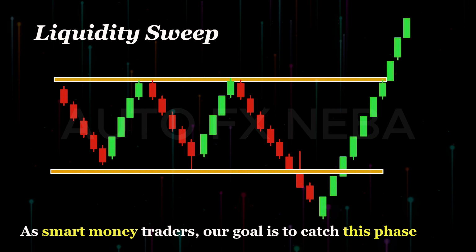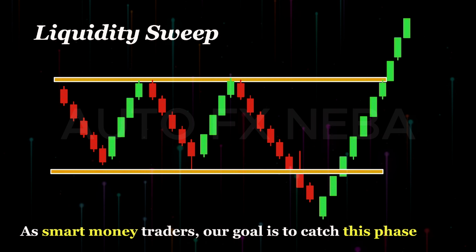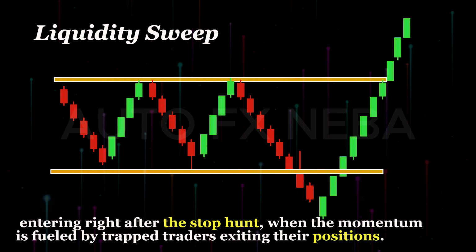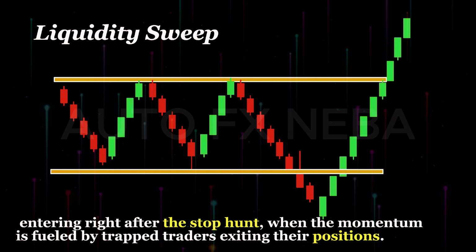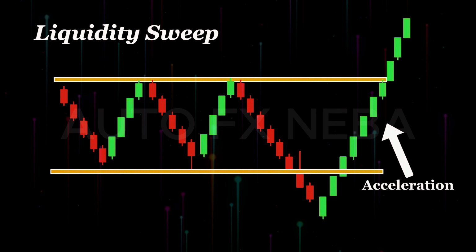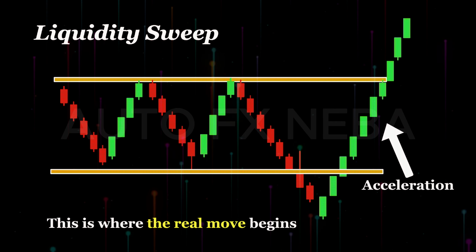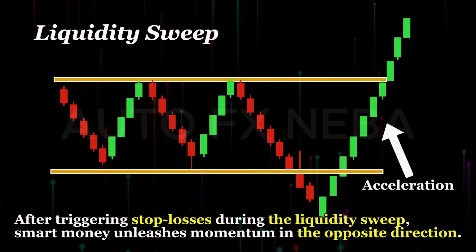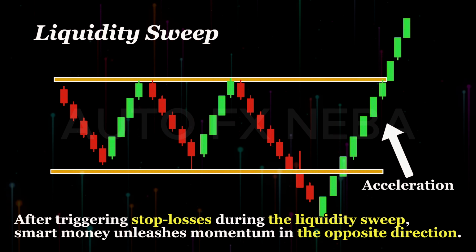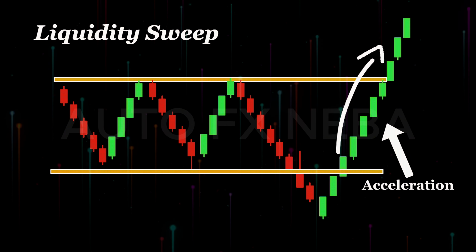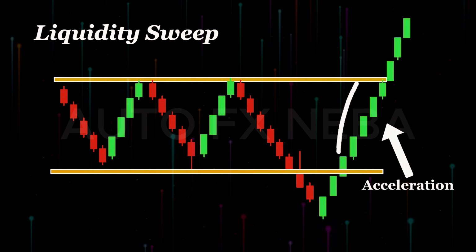As smart money traders, our goal is to catch this phase, entering right after the stop hunt, when the momentum is fueled by trapped traders exiting their positions. Acceleration. This is where the real move begins. After triggering stop losses during the liquidity sweep, smart money unleashes momentum in the opposite direction. Price moves rapidly, leaving retail traders who fell for the trap behind.